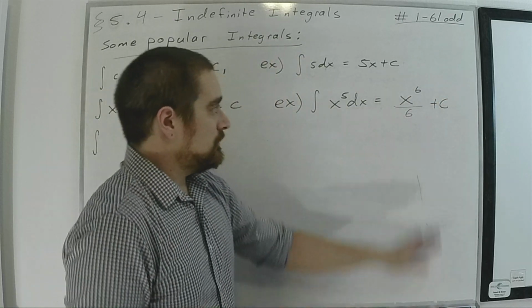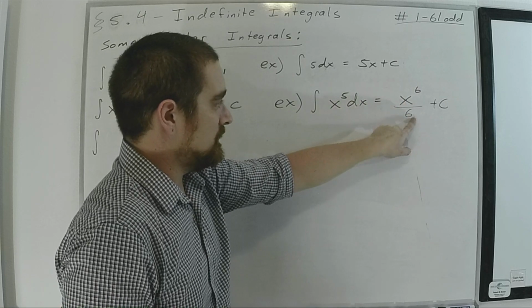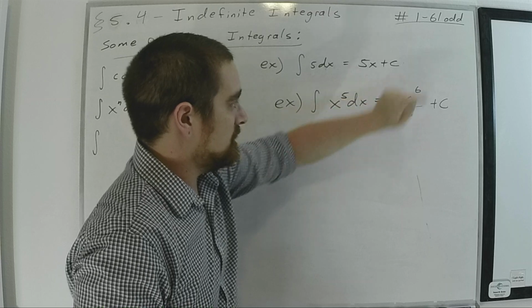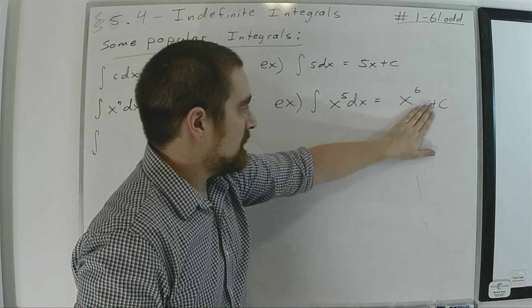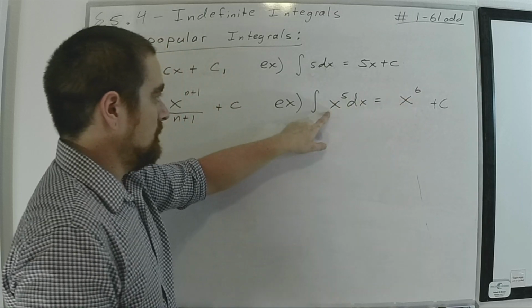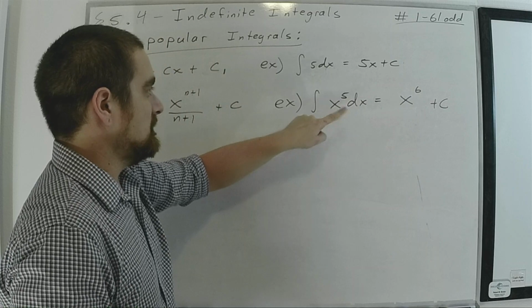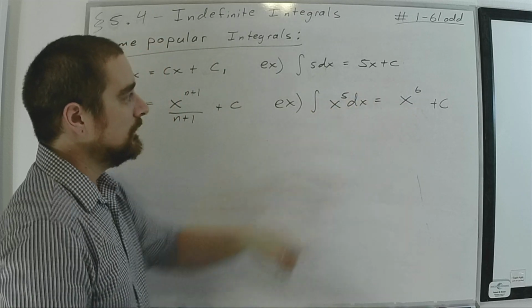Again, I challenge you, differentiate this. The 6 comes down, cancels out with the denominator 6, leaving just x to the 5th when I reduce the power by 1. If I do not have that division by 6 there, you are going to get 6x to the fifth when you differentiate. This is not 6x to the fifth. You have the wrong integral.